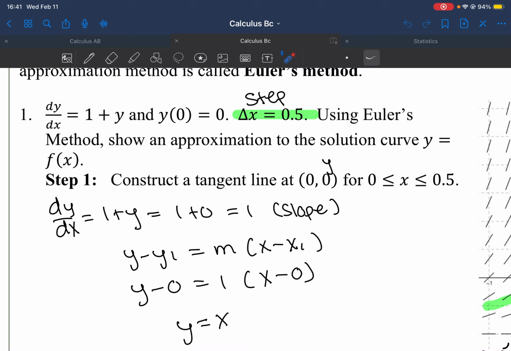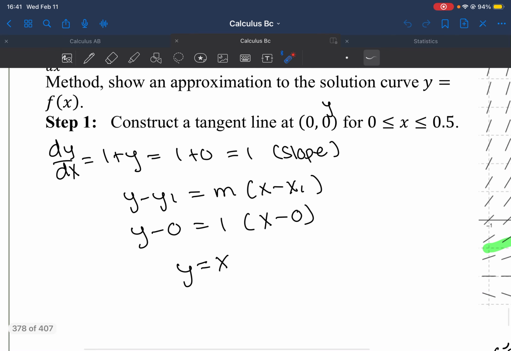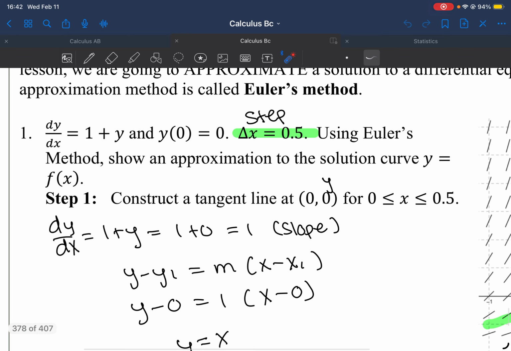Okay, so number 1 says dy/dx is equal to 1 plus y, and y of 0 is equal to 0, and the change of x is equal to 0.5. Well, that change of x represents the steps. So it says, using Euler's method, show an approximation to the curve y is equal to f of x. So our first step is to construct a tangent line at the point (0, 0) on the interval 0 to 0.5. Notice that since our step is 0.5, our interval is going up by 0.5, 0 to 0.5.